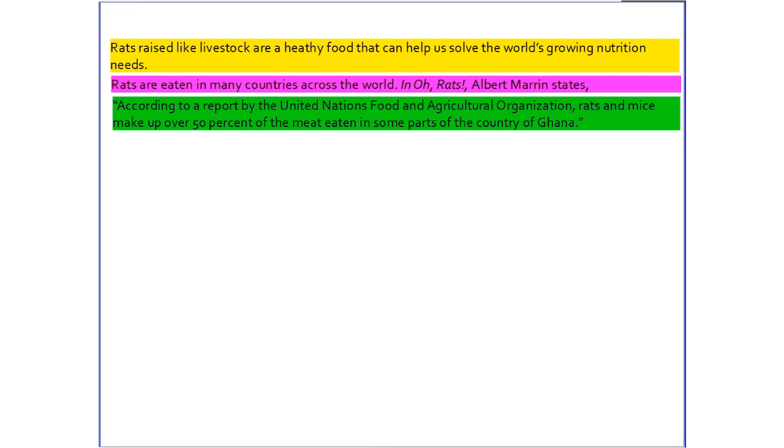Rats are eaten in many countries across the world. In O Rats, Albert Marin states, according to a report by the United Nations Food and Agriculture Organization, rats and mice make up over 50% of the meat eaten in some parts of the country, Ghana.